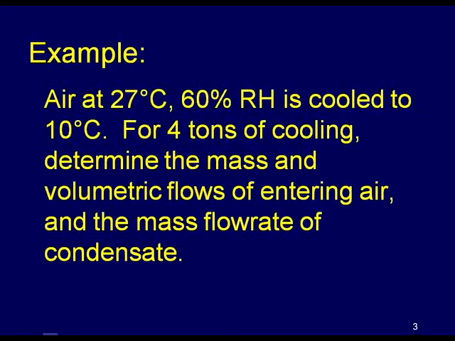Let's take, for example, air at 27 degrees C and 60% relative humidity that we want to cool to 10 degrees C. For 4 tons of cooling, we want to determine the volumetric flow of the entering air and the mass flow rate of the condensate, the liquid condensate that's coming out. So how do we start this problem?